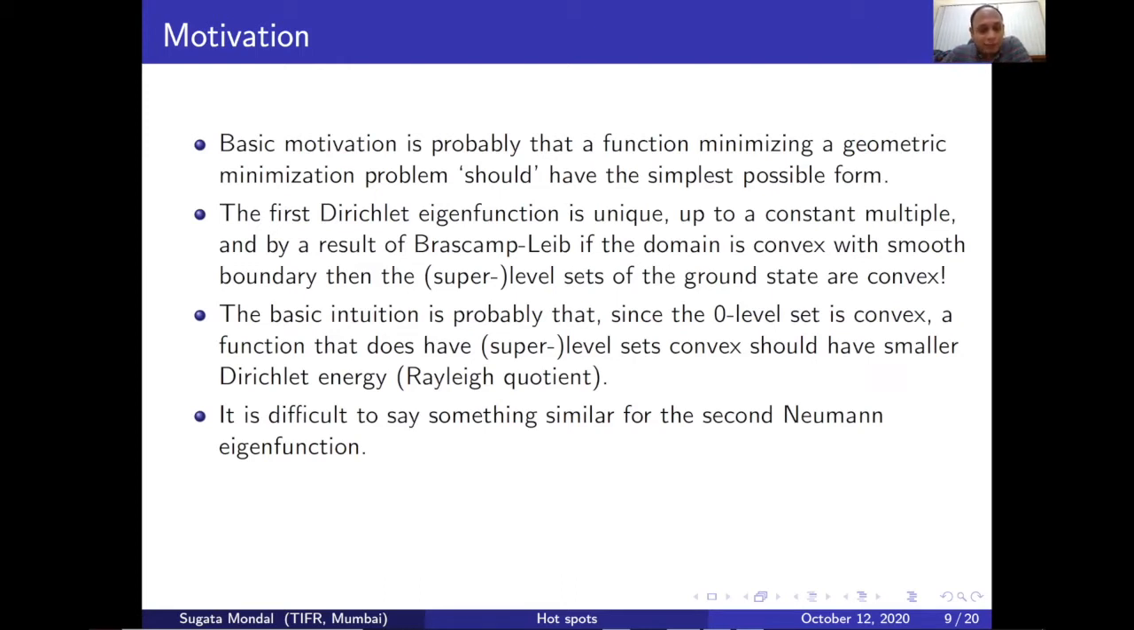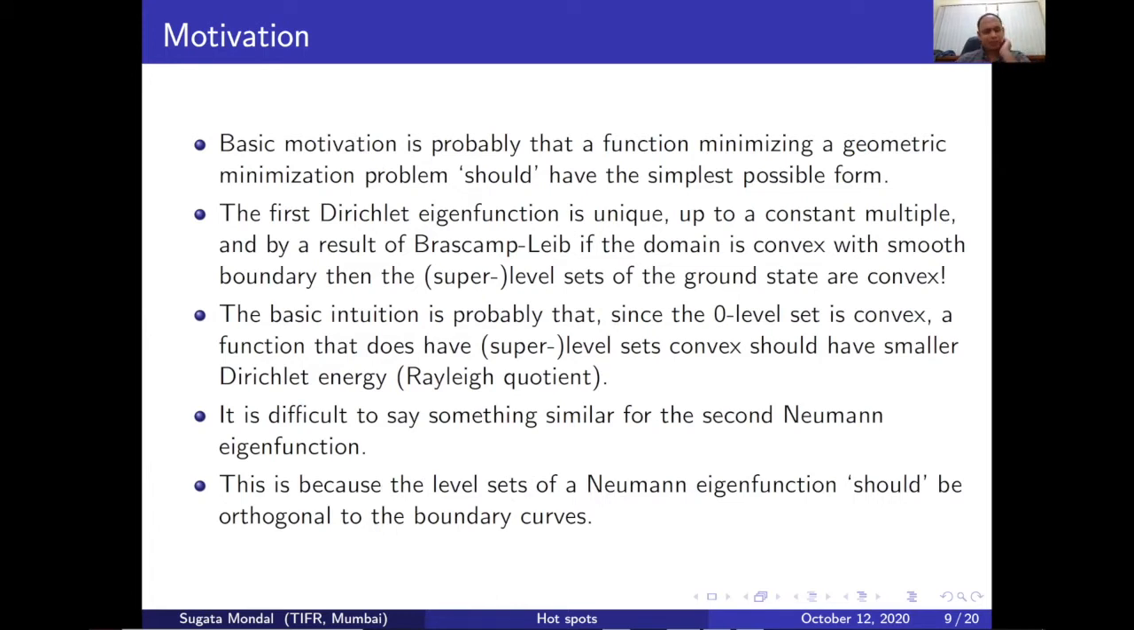So that is probably one reason why you should think about this kind of thing to be true. Now, if you go to the Neumann eigenfunction, it is difficult to say something similar for second Neumann eigenfunctions, and the reason is that, unlike the Dirichlet case, the Neumann boundary condition implies that if you look at the level sets of any Neumann function, at the point where the level set hits the boundary, if that point is not a critical point, it should be orthogonal to the boundary. That's what the Neumann condition says.